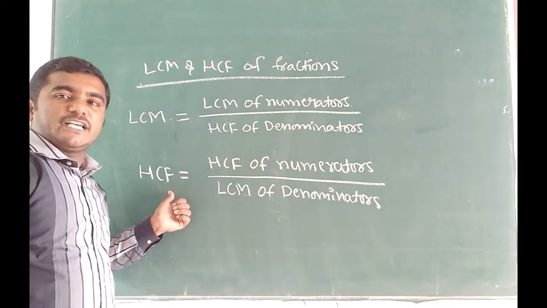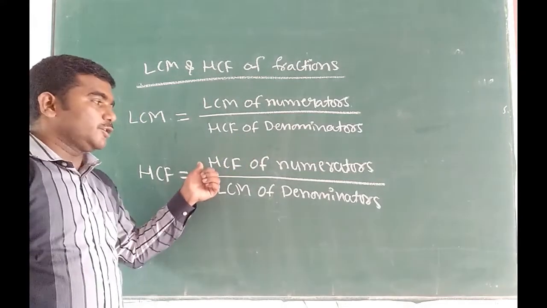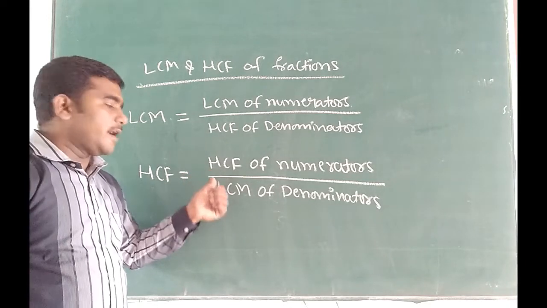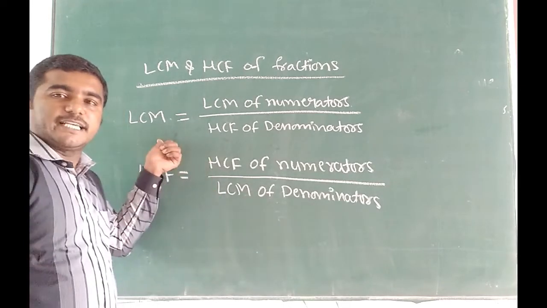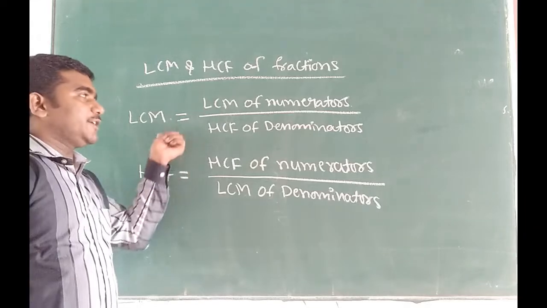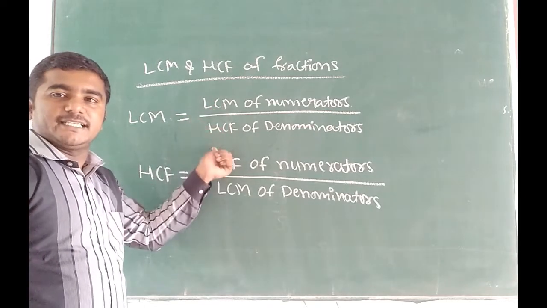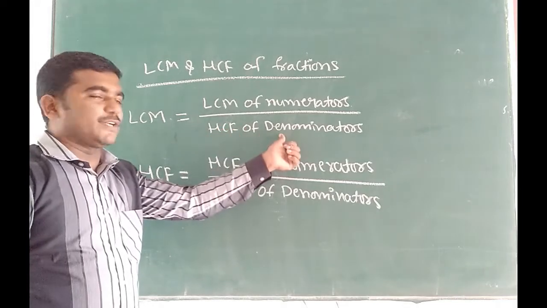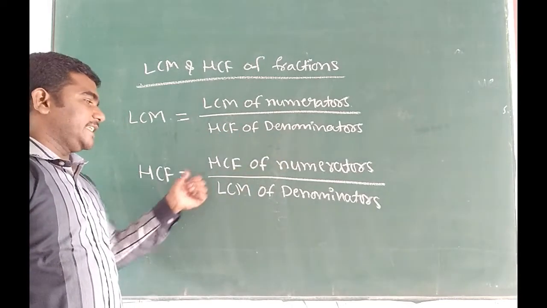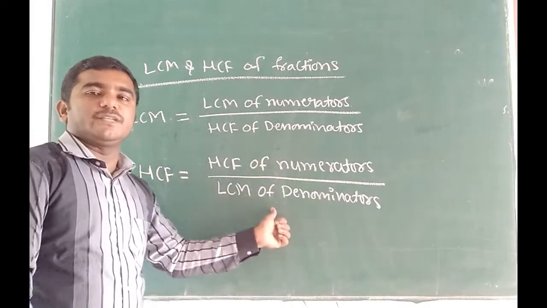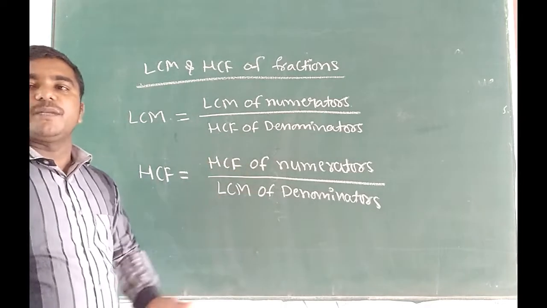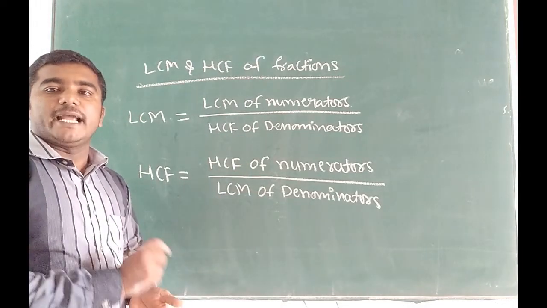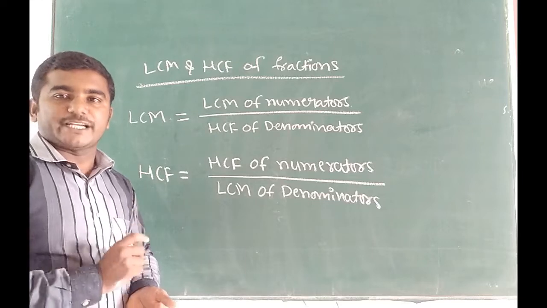If we ask the HCF of any fractions, you have to do the HCF of the numerators and LCM of the denominators. What is he asking, LCM or HCF? For the numerators, do the same, and for the denominators, the opposite. Means if it is LCM, do the opposite, HCF, for the denominator. If they ask for HCF, find the LCM of the denominators. These are the formulas we use while doing LCM and HCF of fractions.